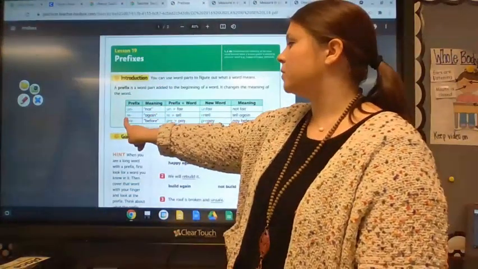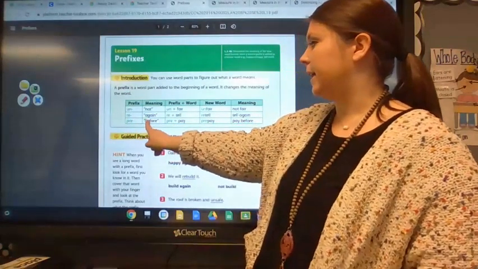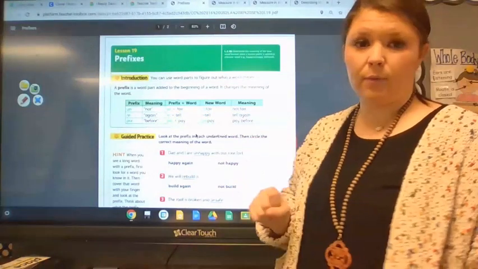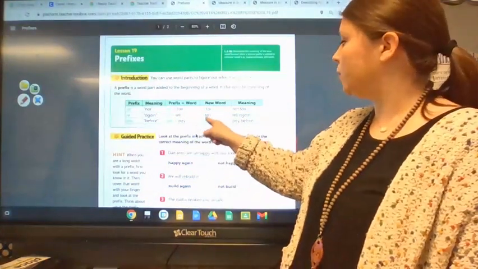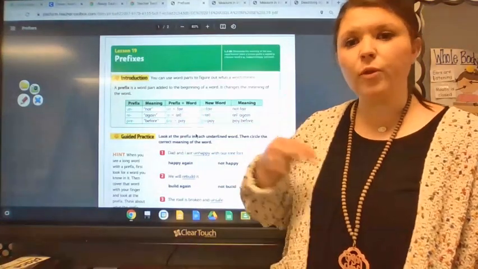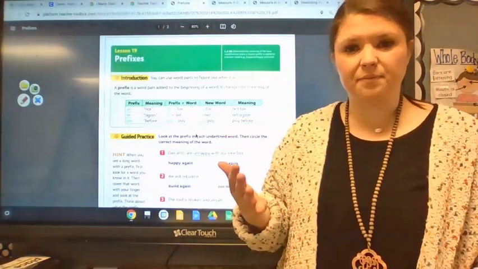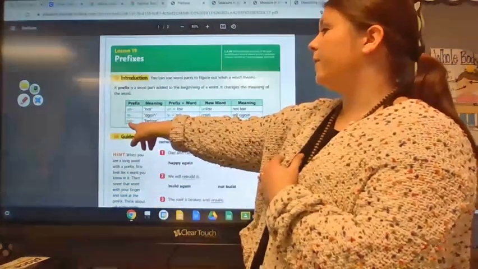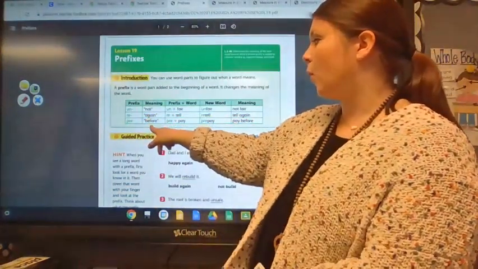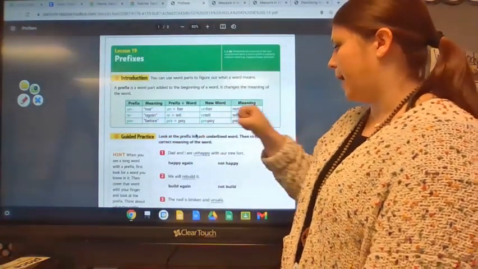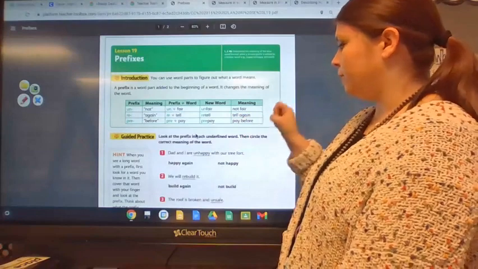Then we have the prefix re. Re means again. If you put re on that root word tell, you have the word retell, which means to tell again. What about reread? What does that mean? It means to read it again, yes. All right, and then we have that prefix pre, which means before. When we add pre to the word pay, it means prepay, or to pay before.